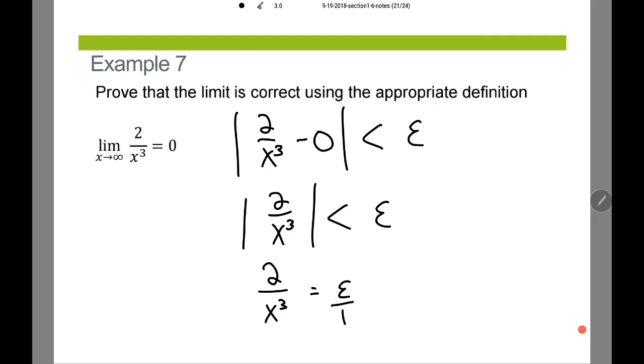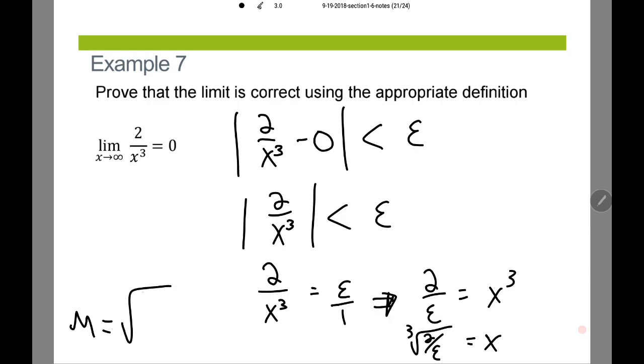So in order to solve this, again, it's kind of like cross multiplying. You can switch the epsilon and the x around and get 2 over epsilon equals x cubed, and then take the cube root of both sides and see that you get the cube root of 2 over epsilon, and that will be our m value. So in this case, as long as m is over the cube root of 2 over epsilon, this limit will be correct.